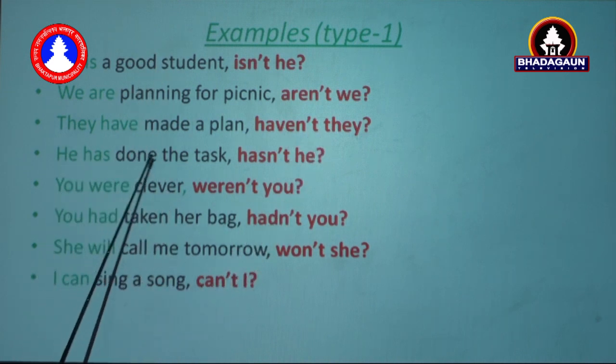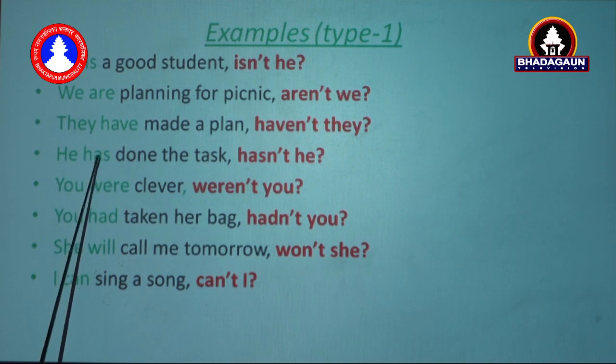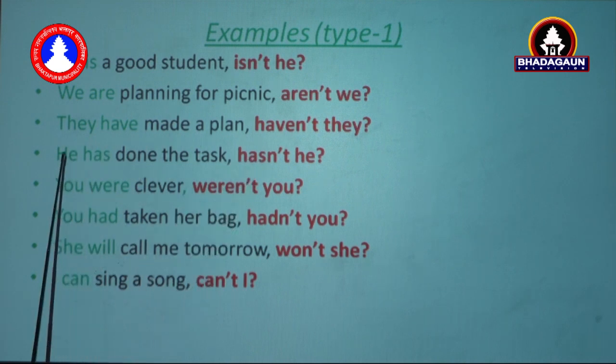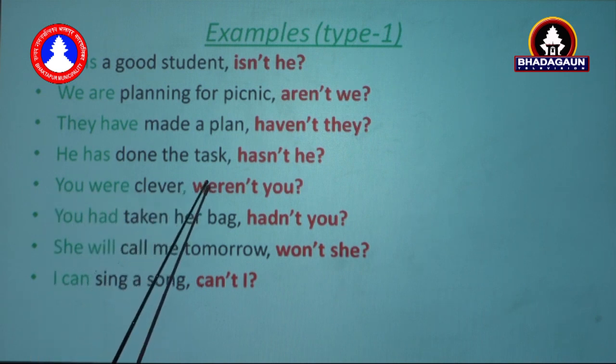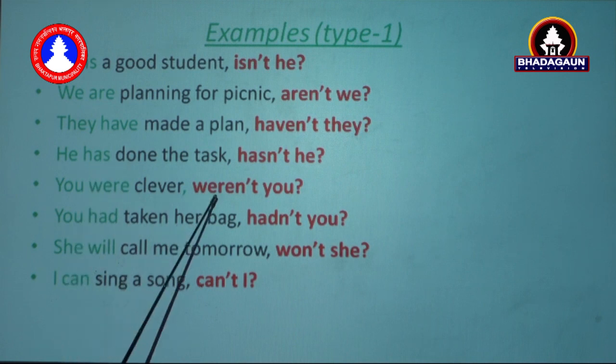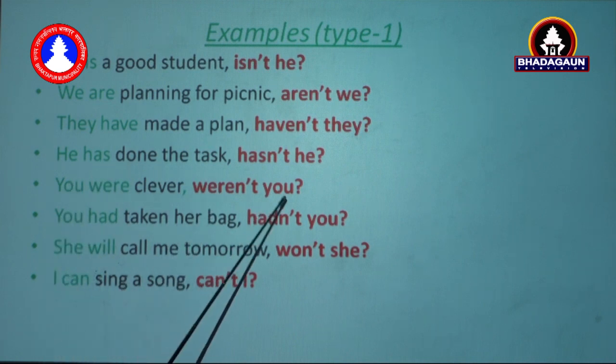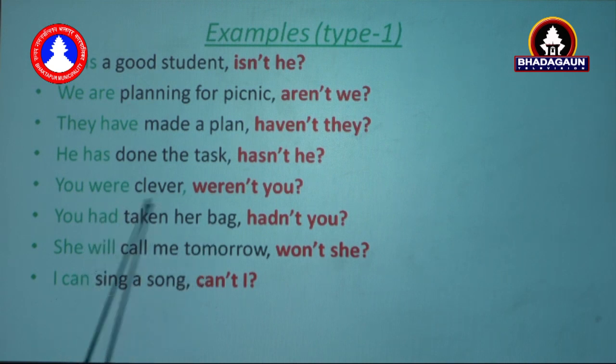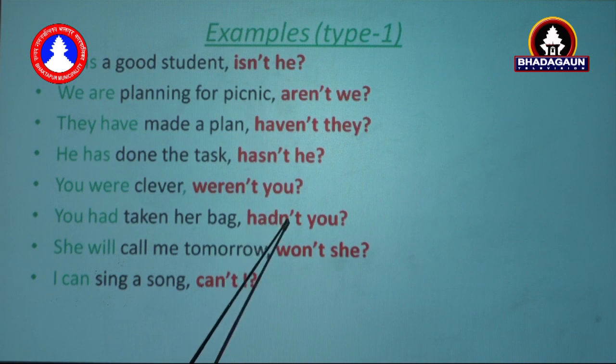He has done the task. Has is the auxiliary verb, so 'hasn't he'. You were clever. Were is the auxiliary verb, so 'weren't you'. Statement positive, tag is negative. You had taken her bag. Had is the auxiliary verb, 'hadn't'. Statement positive, again remember this, tag is negative.